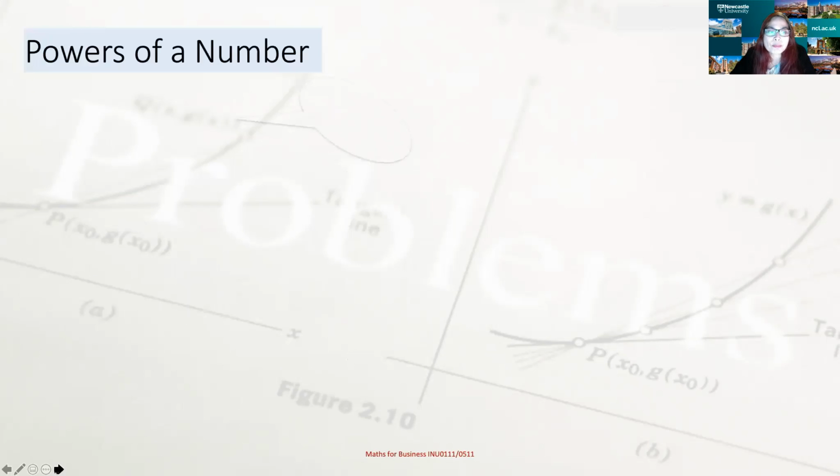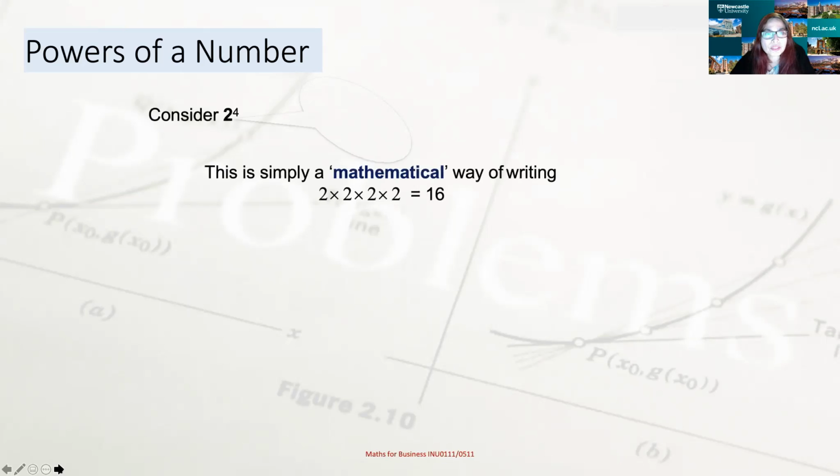Okay, so before we go into the laws of indices, I want to be sure that you are good with powers, powers of a number. Let's see what the powers of a number are first before we see the powers of algebraic expressions. What does it mean?